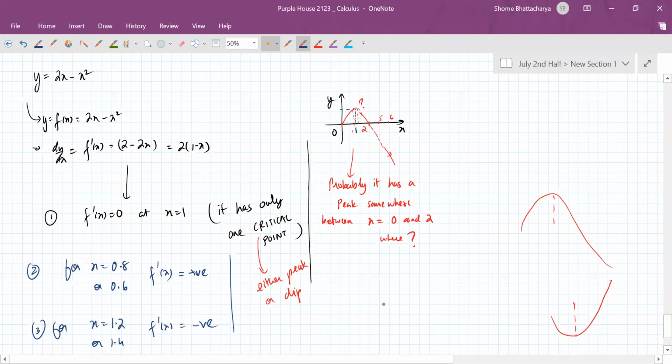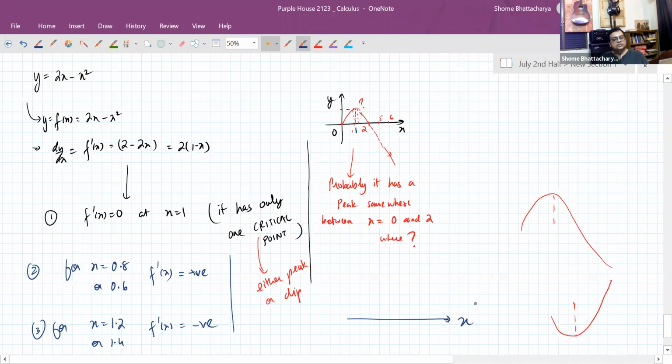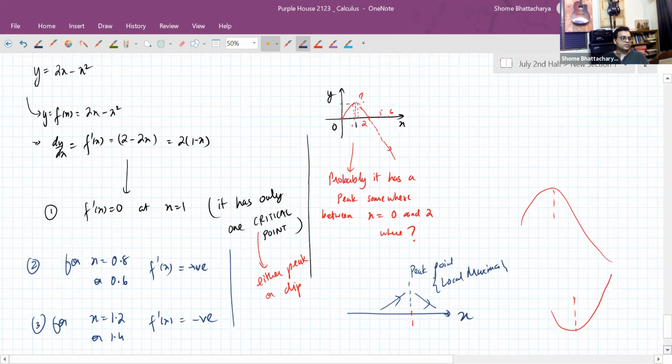So now what we can tell about the behavior of the function, if this is your x-axis, you have one critical point which is, sorry, the critical point is 1, not 0. X equal to 1. Okay. Now what is happening to the slope before 1? It's positive. So the function must be rising. And after 1 the function is dropping. So that means this must be a peak point. So it must be a point of local maximum. And there is no other point where the derivative is 0. So that means it does not have a local minima. It does not have a dip anywhere, this function.